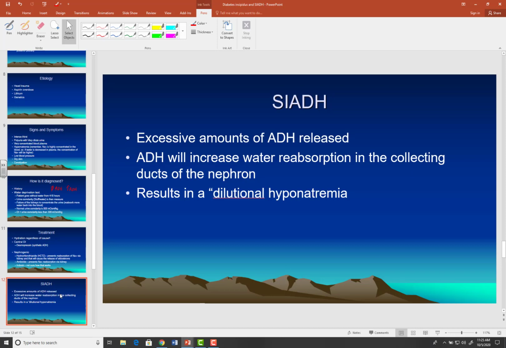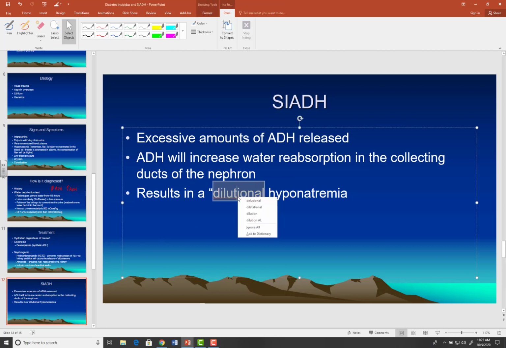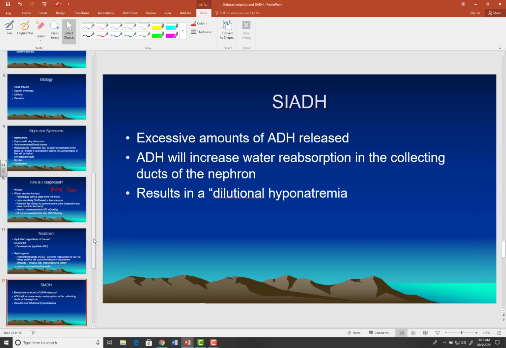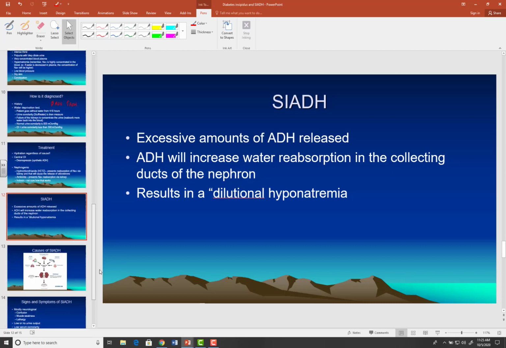So you'll have what's referred to as a dilutional hyponatremia. So the sodium in the blood is going to be relatively low due to the excess amount of water being brought back into the blood.